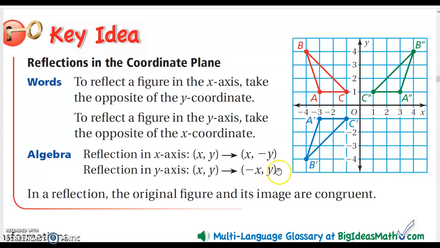Okay, so let's go ahead and take a look at the algebraic way. As I said here, reflection in your x-axis. This is my rule here. I'm going to be multiplying my y-coordinate by a -1. Again, a reflection in my y-axis. My rule states here, x and y will be reflected across the y-axis by multiplying my x-coordinate by a -1.